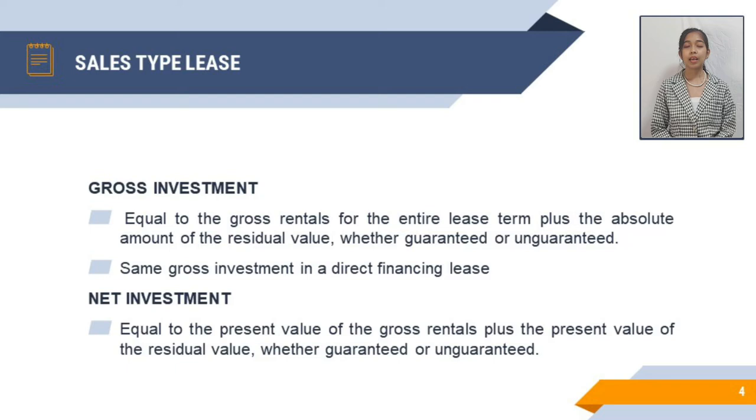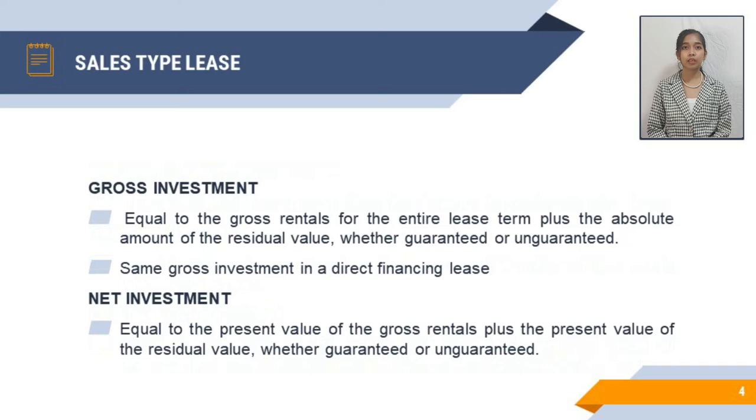Sales type lease. In a sales type lease, we have first the gross investment. So the gross investment is equal to the gross rentals for the entire lease term, plus the amount of the residual value, whether it is guaranteed or unguaranteed. Next is the net investment. To get it, the present value of gross rentals is added to the present value of the residual value, whether it is guaranteed or unguaranteed also.